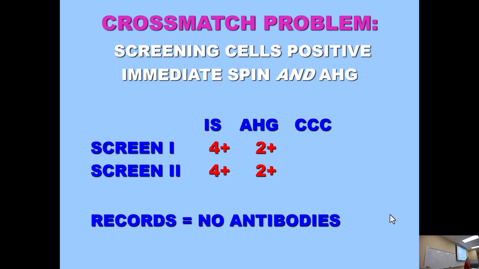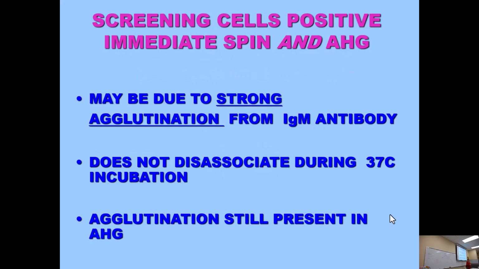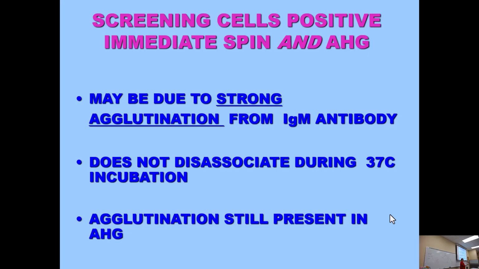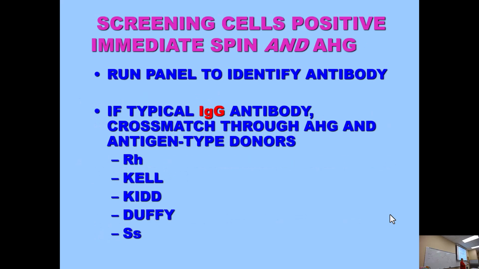Screening cells, positive immediate spin and AHG, records show no antibodies. This may be due to a strong agglutinin from an IgM. Because if you look, these IgMs are 4+, AHG drops to 2. So we have this strong, strong bond. What are we going to do? At 37, it doesn't go away. So what we're going to do in this situation is run a panel to identify the antibody. If it's a typical IgG antibody, you cross-match through AHG and antigen type donors.